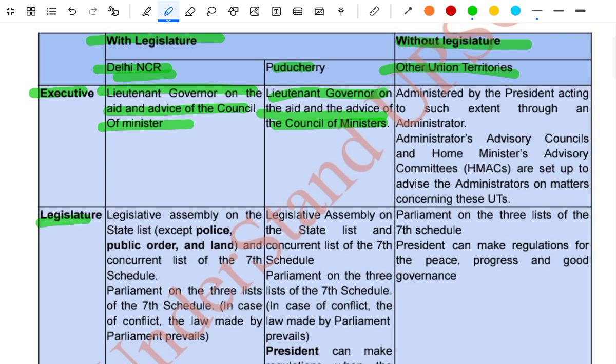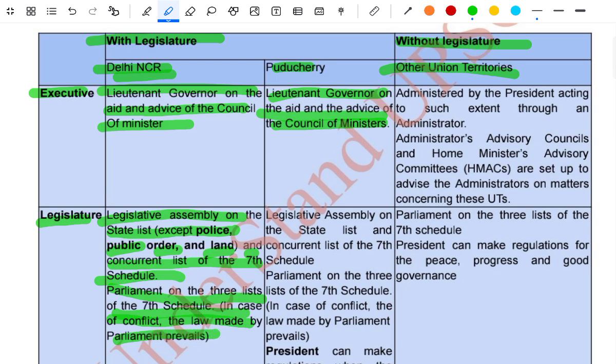Legislature. The Legislative Assembly legislates on the state list except police, public order and land, and on the concurrent list of the 7th schedule. The Parliament legislates on all three lists of the 7th schedule. In case of conflict, the law made by the Parliament prevails.